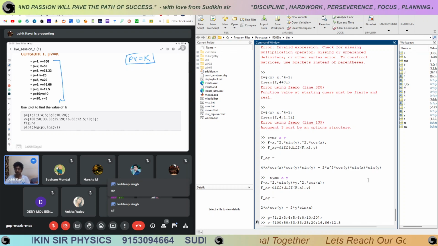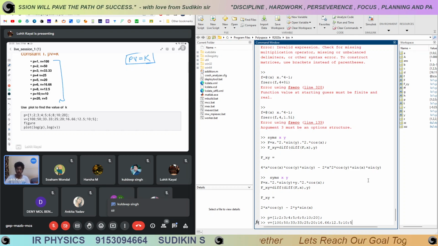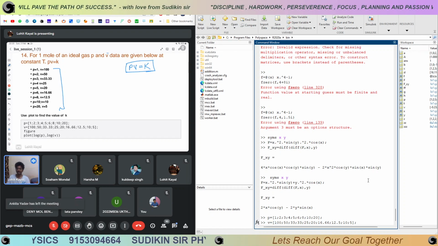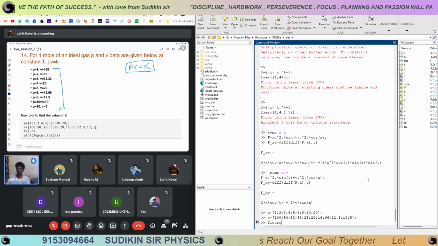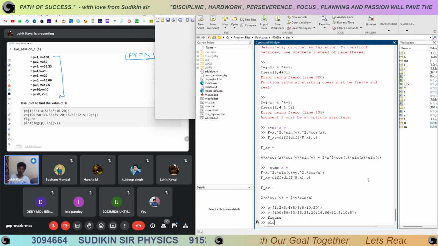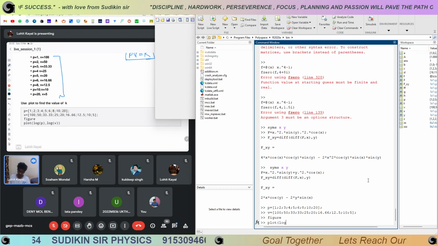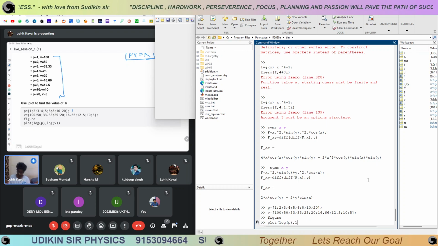So let us continue. You can see that I have taken it in such a manner that PV equal to 100 all the time, but we want to verify it using a plot. So how to do that? Here I have to write all the P values: 1 2 3 4 5 6 8 10 20. I have written all the V values.